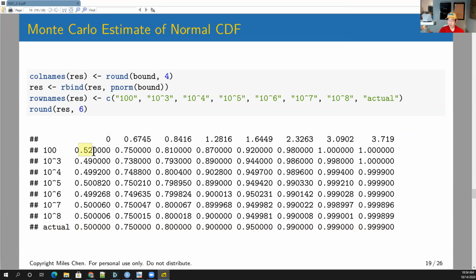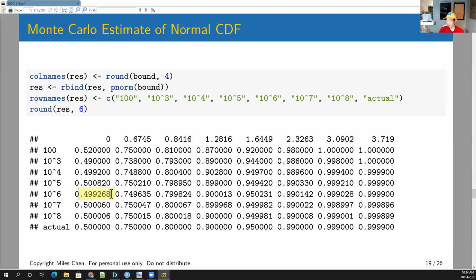How good is our guess when we use 100 values? With 100 values, we got 52 out of 100 to be less than 0. So my guess is a little bit off. With 1,000 values, 490. With 10,000, 4,992. So my guesses are improving. At 100,000 values, we got basically 50,082. This value gets closer to 0.5.